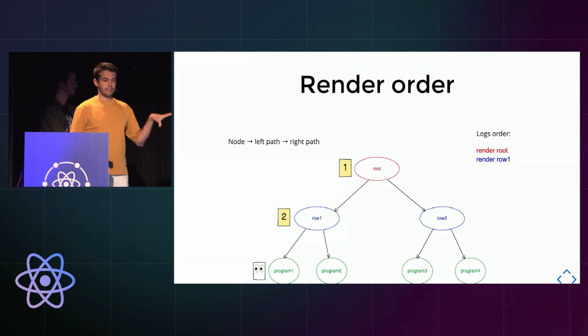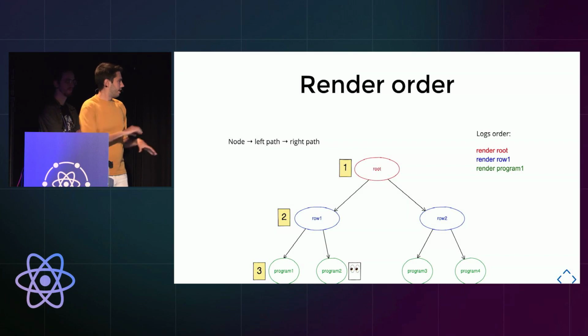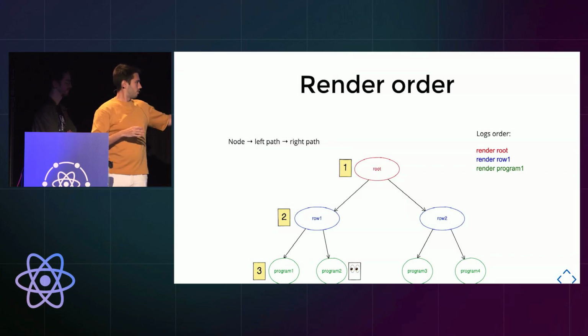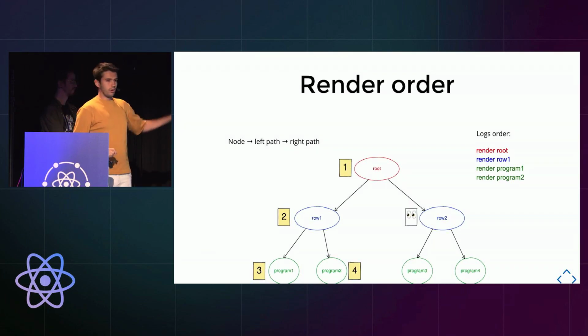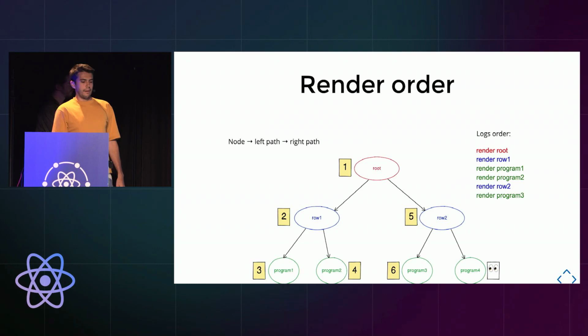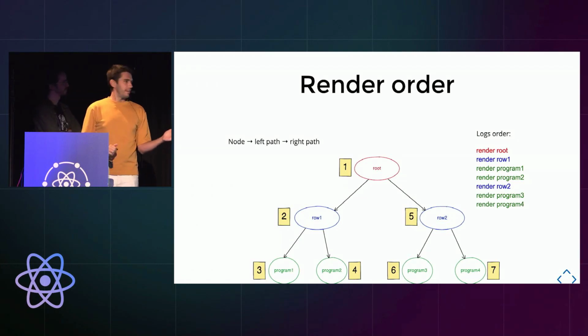And when you arrive at program 1, which doesn't have any more children, you can execute the node's code and go back to the last one you were at, which is row 1, and go to the right path this time. Same thing for program 2. When all this huge left branch is dealt with, you can go back to the other right path from root, and so on and so forth. So, I mean, this order seems pretty logical to me.